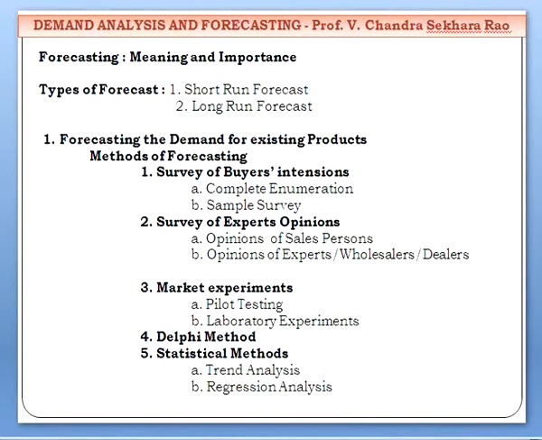And the second one is a survey of experts' opinions. So there are experts in the field who are dealing with this product or similar products and they have vast experience, and taking their opinions is another method. So here also, if the experts are few, you can take complete enumeration, and if they are many, you can take a sample survey.